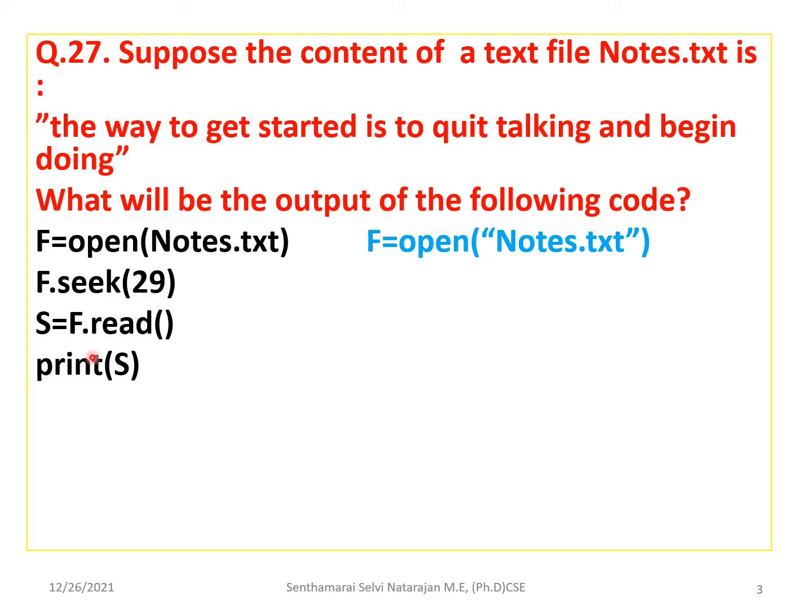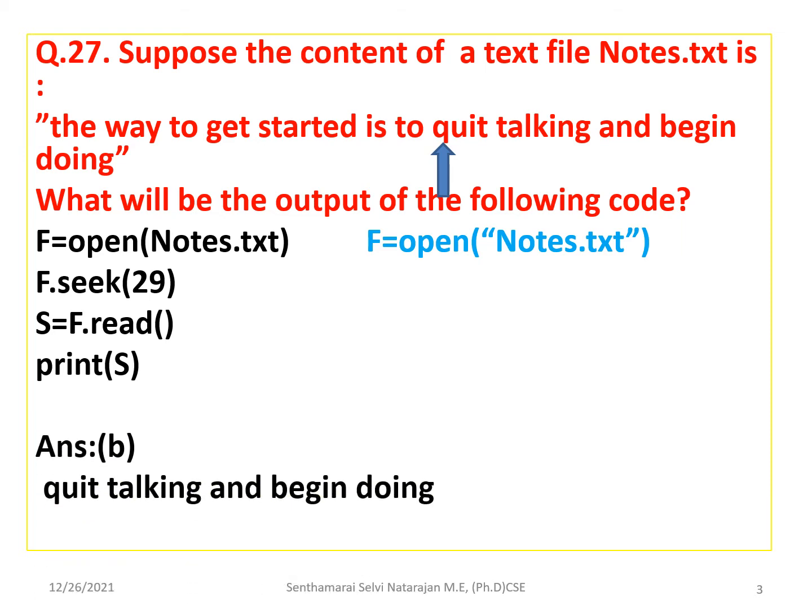So print s means the pointer moves to the point 29 and then it reads the characters and then it will be printing. So here the pointer will be moving to the 29th position, means it is at the letter Q. So you count it, it will be going to the point Q and then it will be printing. So it prints "quit talking and begin doing". So this is the answer for this question.